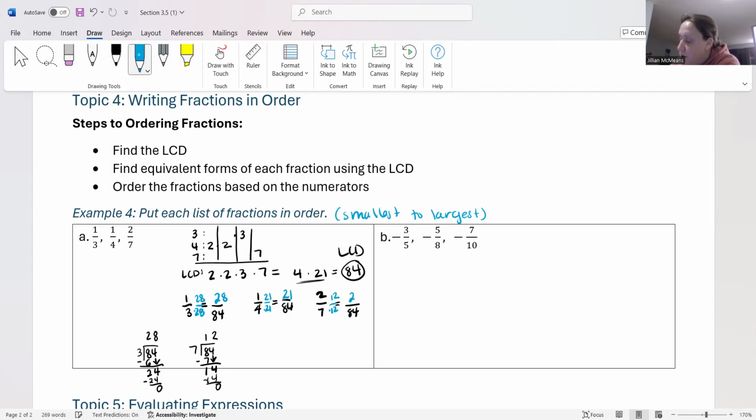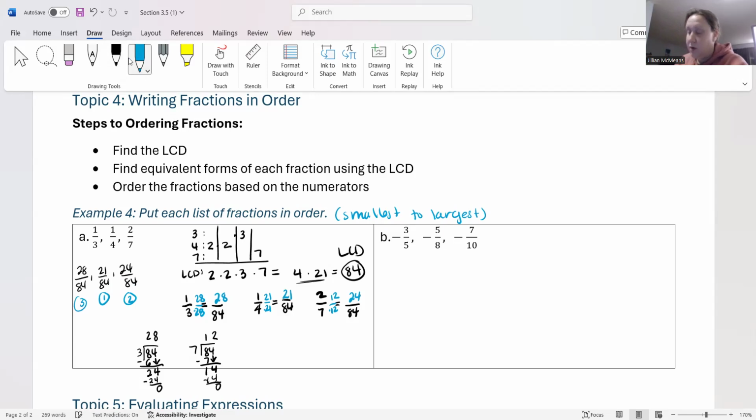So 2 times 12 is 24. So here's what we're really comparing. We need to compare 28/84ths, 21/84ths, and 24/84ths. So which one of these is the smallest? Well, all we have to do is compare the numerators. So of 28, 21, and 24, which is the smallest? That would be 21. Now, out of 24 and 28, which is the smallest? Well, 24. So that's going to be our second fraction. And then third, we would have 28/84ths.